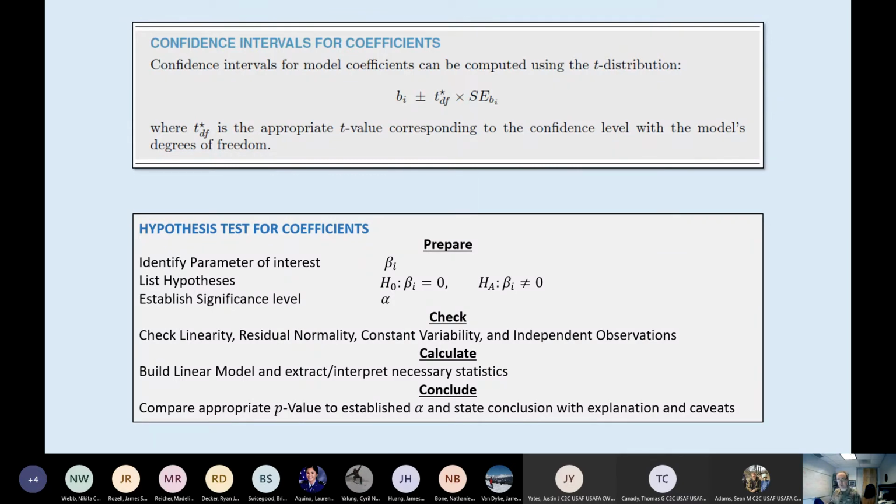Any questions on the setup here for confidence intervals for coefficients and hypothesis tests for coefficients of linear models, linear regression models, least squares linear regression models?